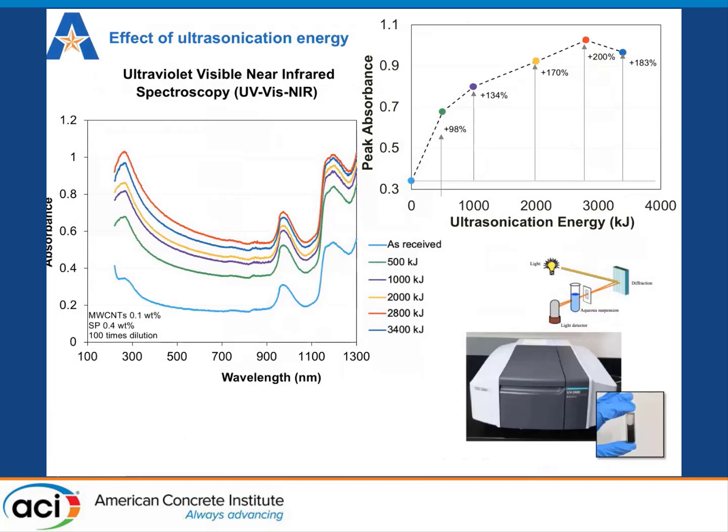Other methods, such as spectroscopic techniques, including UV-Vis, ultraviolet visible light, and Raman spectroscopy, can also be used to assess the degree of CNT dispersion in aqueous suspensions. A perfect example is given in this slide, where we can see results of the absorbance of ultraviolet visible light of a 0.1 carbon nanotube suspension for different sonication energies.